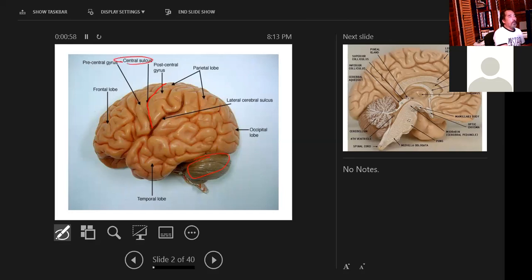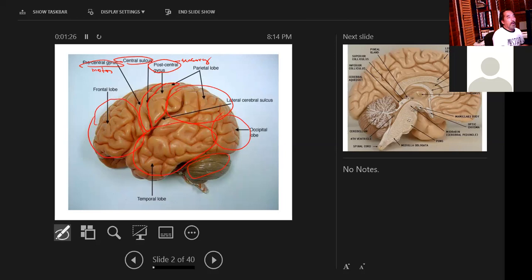In front of the central sulcus is a gyrus of the frontal lobe. That's called the precentral gyrus. That is motor. And the gyrus located at the back of the central sulcus is called the postcentral gyrus. That is sensory. This part is the parietal, this part is the occipital, this part is the temporal, and this part is the frontal.